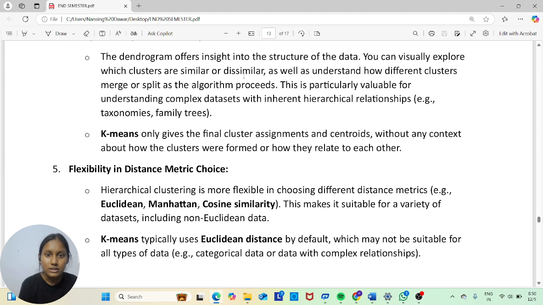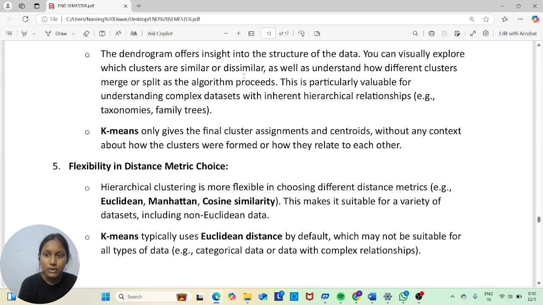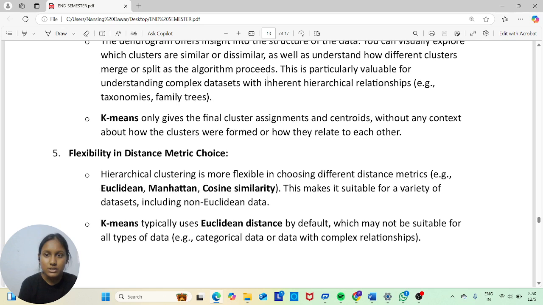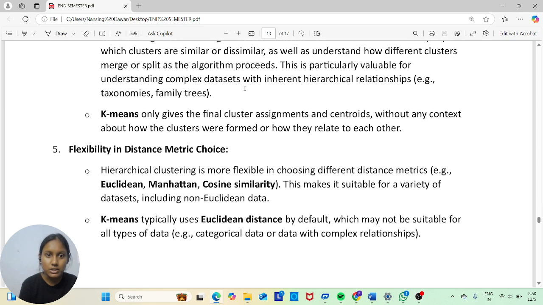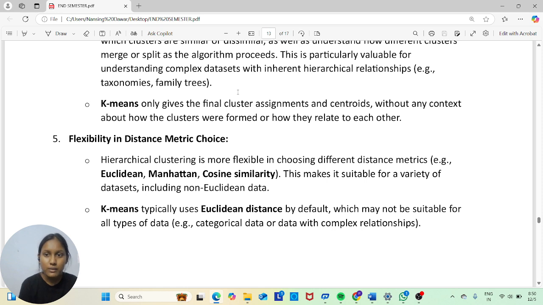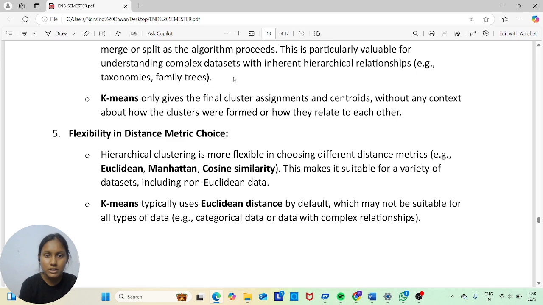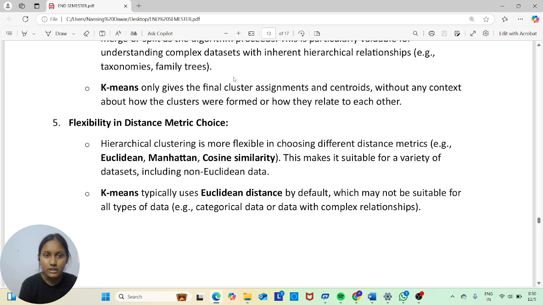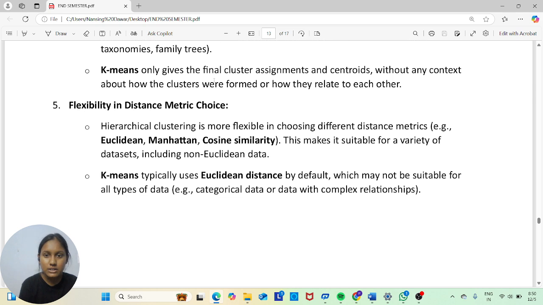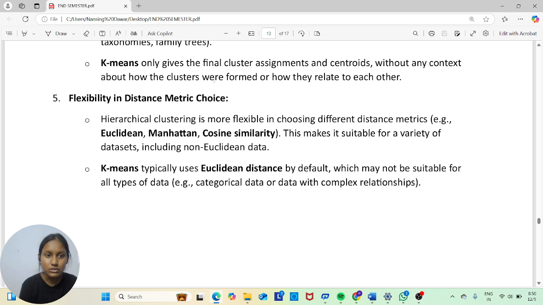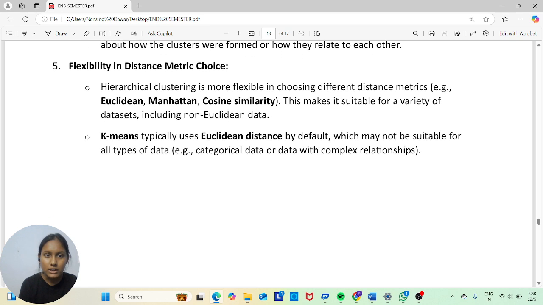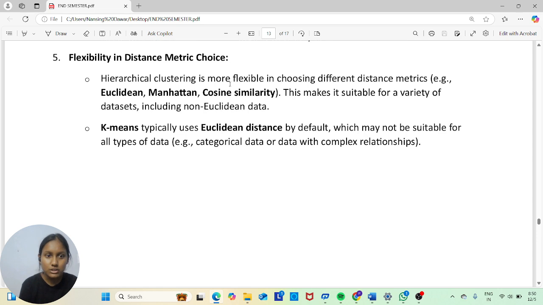The dendrogram offers insight into the structure of the data. You can visually explore which clusters are similar or dissimilar, as well as understand how different clusters merge or split as the algorithm proceeds. This is particularly valuable for understanding complex datasets with inherent hierarchical relationships. K-mean only gives the final cluster assignments and centroids without any context about how clusters were formed or how they relate to each other. Flexibility in distance metric choice.